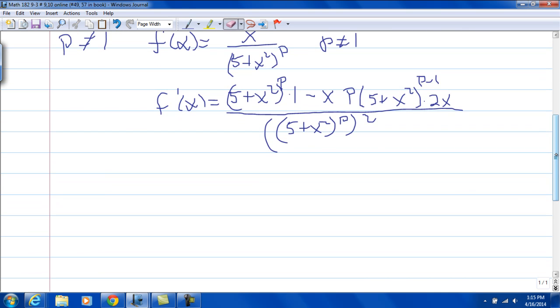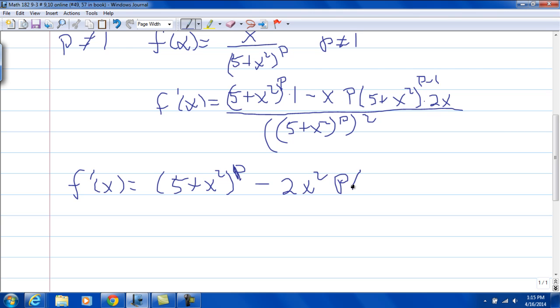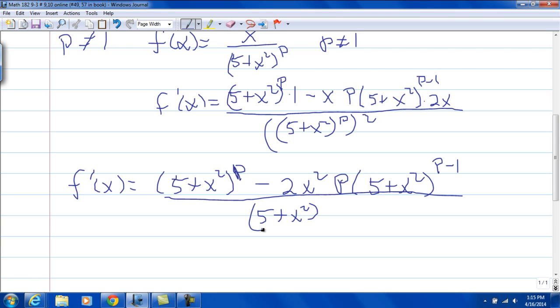And this has the effect of saying f prime of x equals 5 plus x squared to the p minus x times p. Well, I should say x from here, x there. So we'll say 2x squared times p times 5 plus x squared to the p minus 1 over what? Well, we have 5 plus x squared to the p squared, so that becomes 5 plus x squared to the 2p.